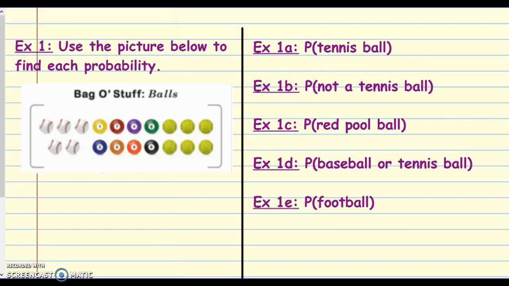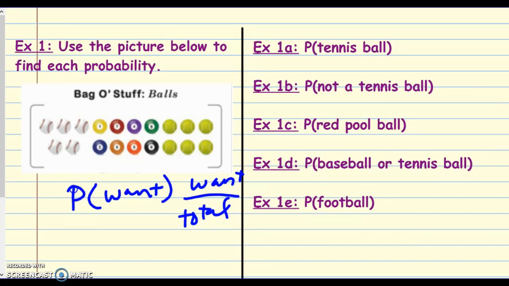So let's take a look at this first example. We have this bag of different types of sports balls. We've got baseballs, pool balls, tennis balls. And we're going to find each of these 5 probabilities based on what we see in this bag. Now remember, probability of what we want is going to be what we want over the total. So in each of these scenarios, this capital letter P stands for probability, and the first one is the tennis ball. Well, the first thing we want to do is count how many tennis balls are in our bag.